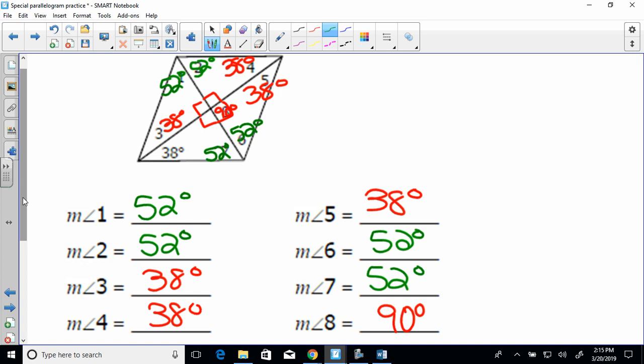Okay, so the key points here: knowing that you have 90-degree angles where the diagonals bisect because they're perpendicular, and then letting that help you with triangles, so you use triangle rules, you have alternate interior angles, and then you know in a rhombus the diagonals actually bisect the angles, so you know what both sides of the angles have to be equal.